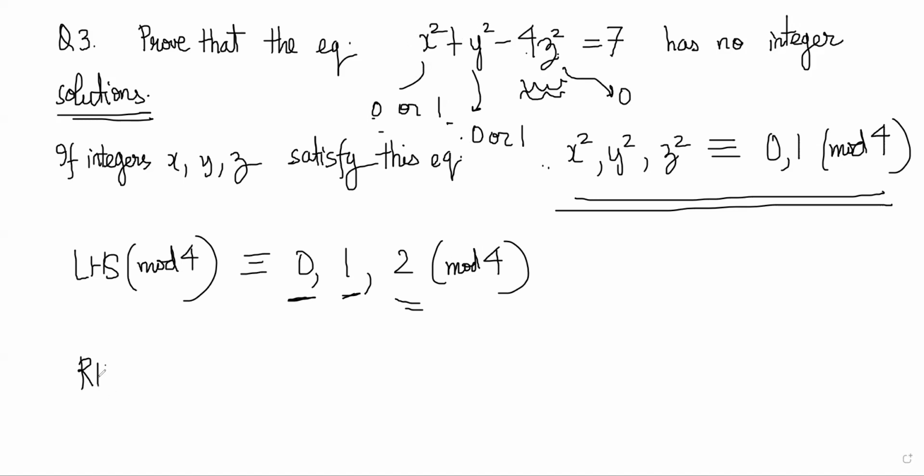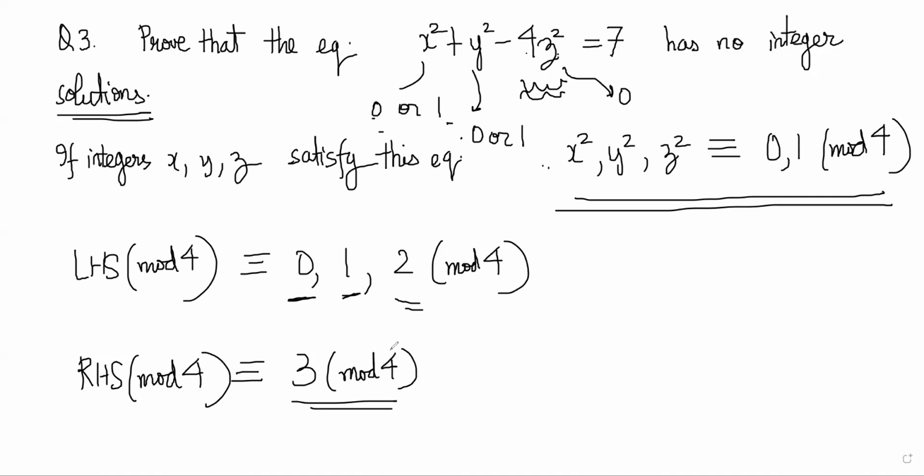And on the RHS side, RHS mod 4 is 7. So 7 is simply 3 mod 4, right? So what we are getting is a direct contradiction, because the left hand side can never be equal to 3 mod 4. So that means that there are no integers x, y, z that can satisfy this equation, right? So that is the proof by congruence method.